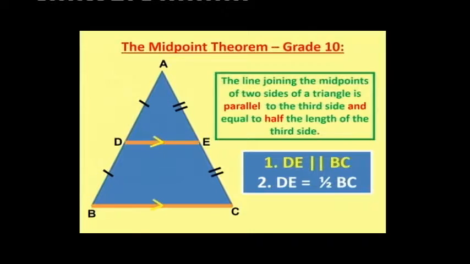So just to recap, grade 12s, if D is the midpoint of AB and E is the midpoint of AC, then DE is parallel to BC. That is the one assumption that you can make. And secondly, DE is half the value of BC. That is just to recap what you covered in grade 10, because this theorem is what you're going to use for matric.